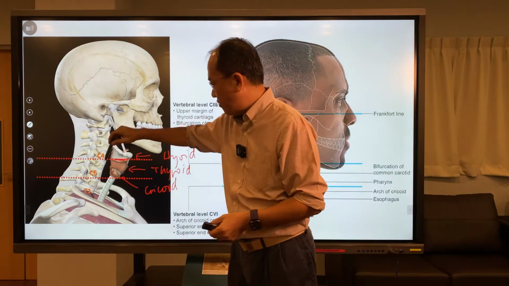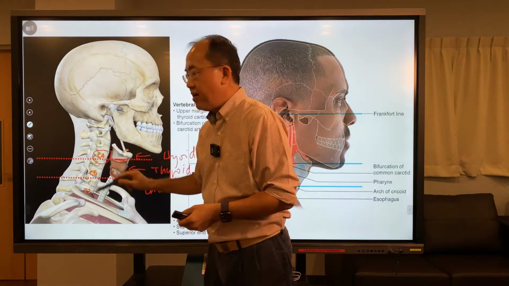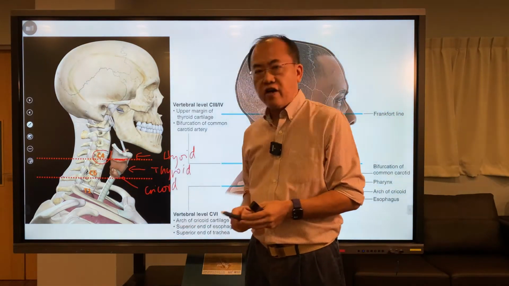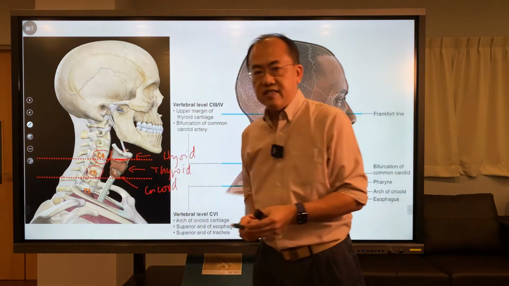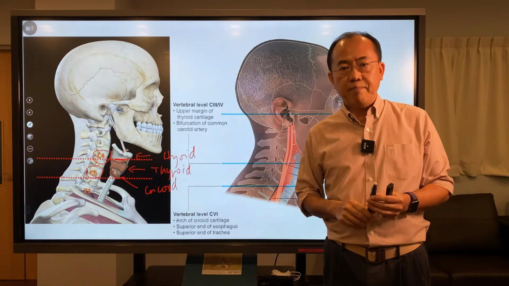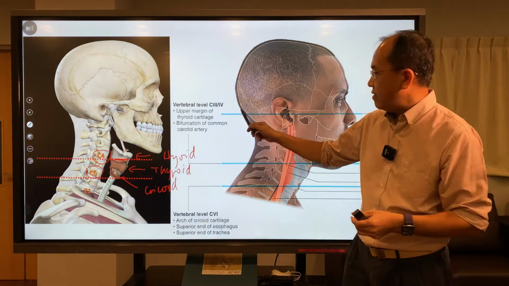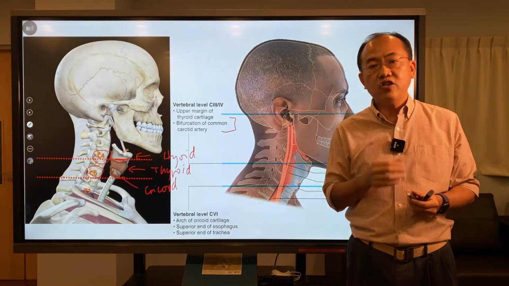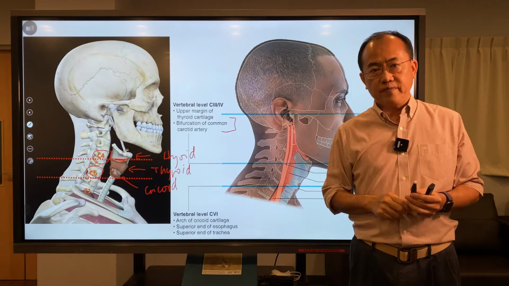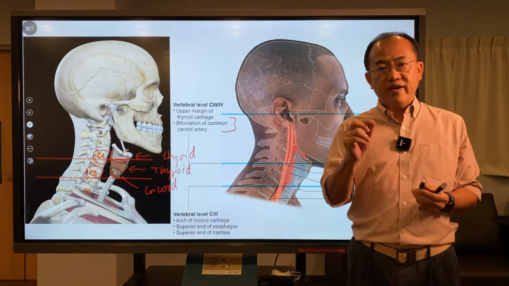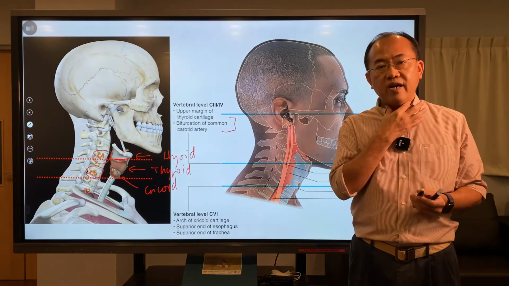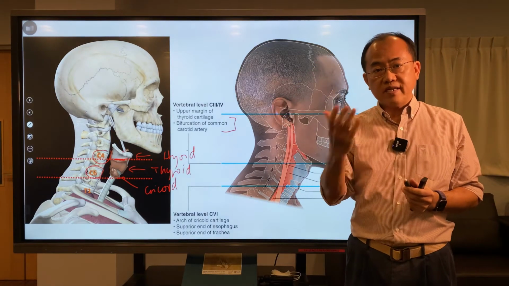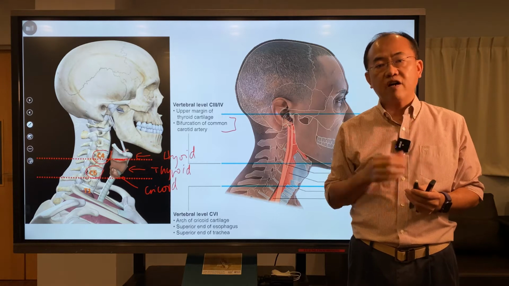The upper border of the thyroid cartilage corresponds with the fourth cervical vertebra. The lower border of the cricoid cartilage corresponds with the sixth cervical vertebra. All these are very important landmarks. At the level of the fourth cervical vertebra is where the common carotid bifurcates into the internal and external carotid arteries. At the bifurcation we also find receptors for blood pressure as well as receptors for chemicals, the chemoreceptors and baroreceptors.